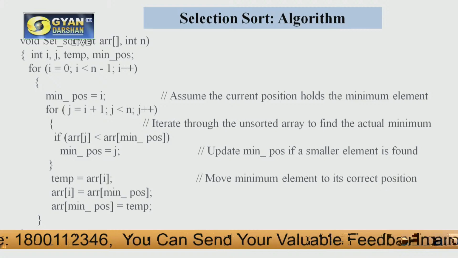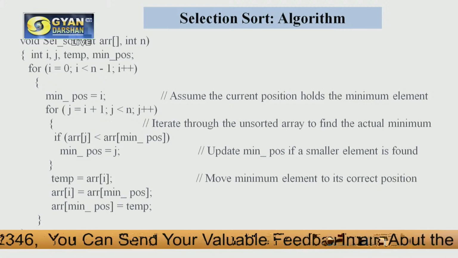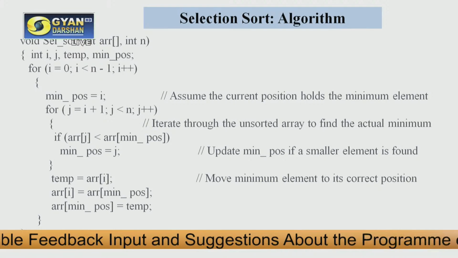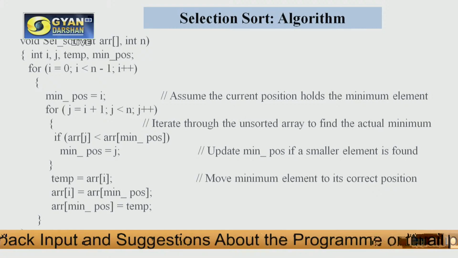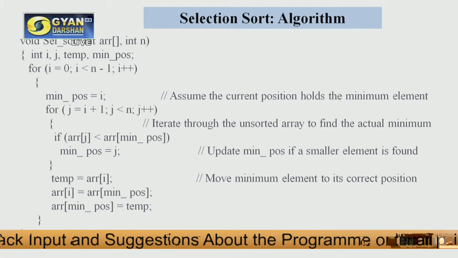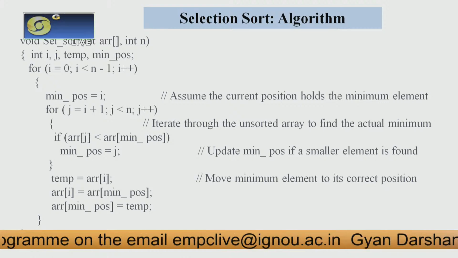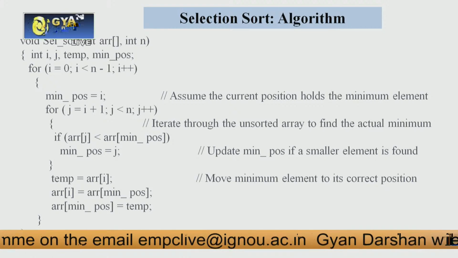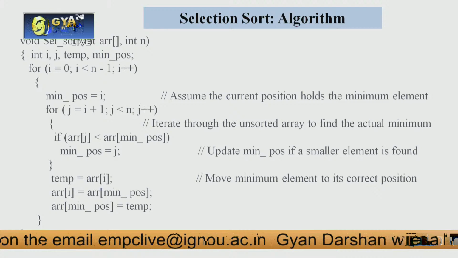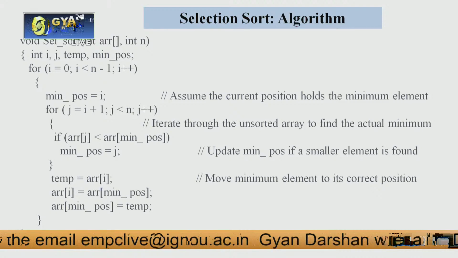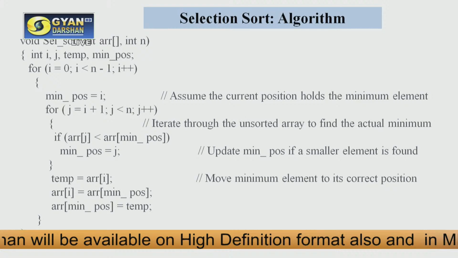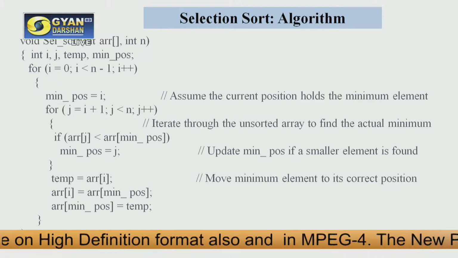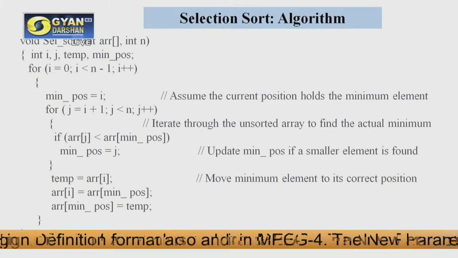So that is the purpose of these variables, and we can see that the outer loop starts from i equal to 0 till i is less than n minus 1. So if we have n number of elements, how many times will it be executed? It will be executed till n minus 2, that is n minus 1 times. If we have 10 elements, the outer loop will execute 9 times.